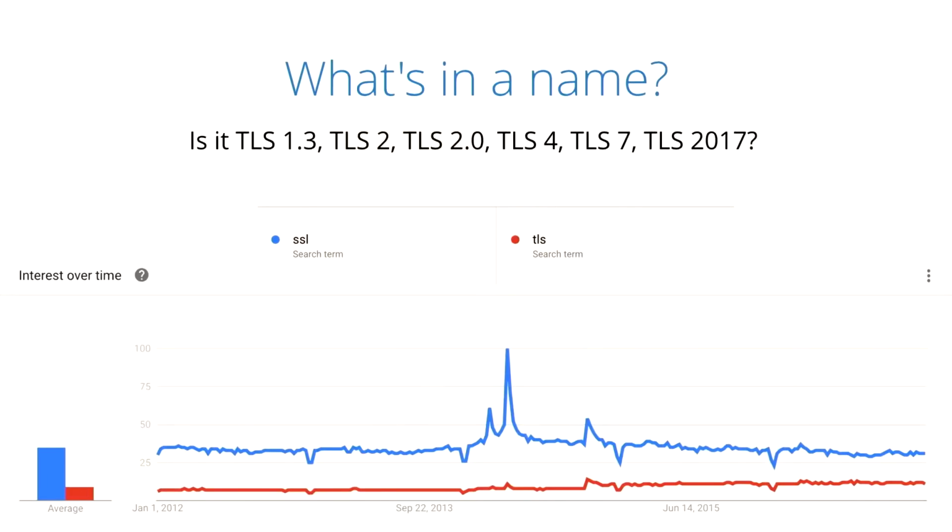But just as a reminder, the rest of the world doesn't really call it TLS. This is Google Trends, interest over time, searching for SSL versus TLS. SSL is really what most of the world calls this protocol. So SSL has the highest version of version 3, and that's kind of the reason why people thought TLS 4 was a good idea, because people are confused that 3 is higher than 1.2.